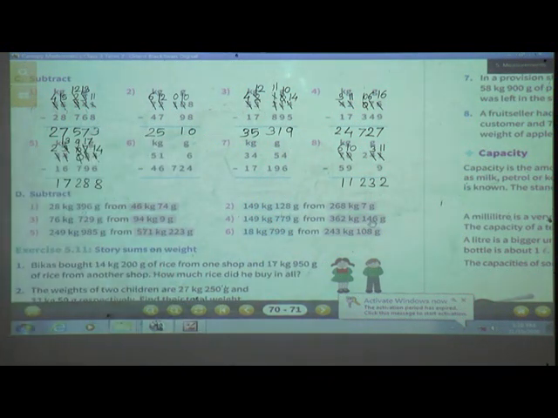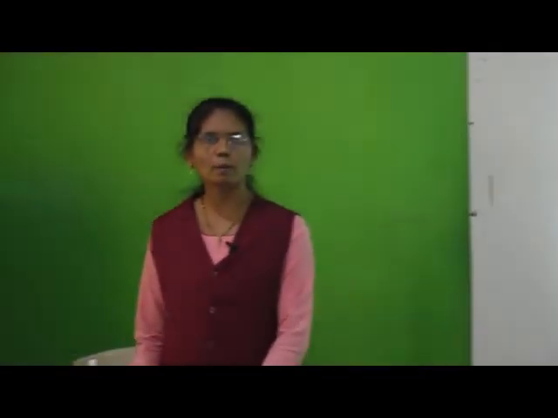Okay, so what is the answer? Yes, 11 kilogram 232 gram. So in this way today we have completed exercise 5.9 and 5.10. In the next session we will see the next part.